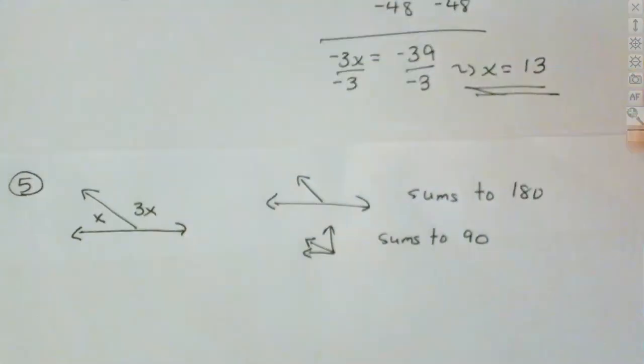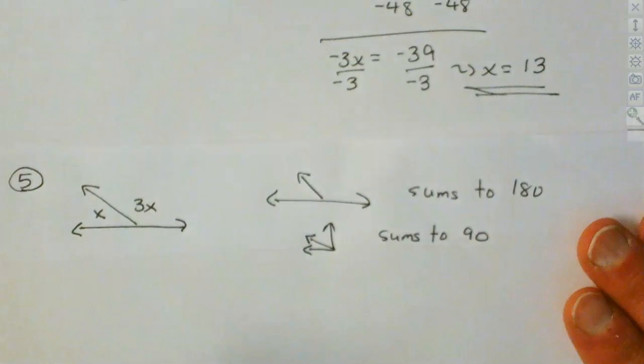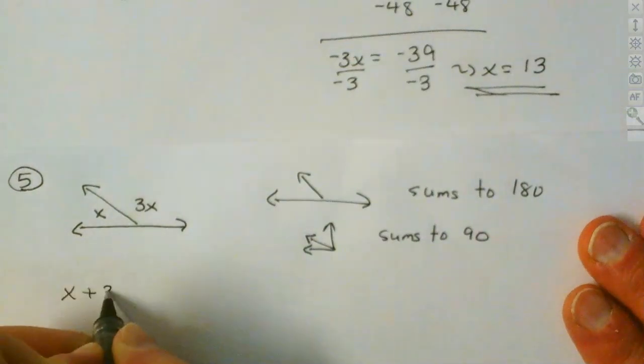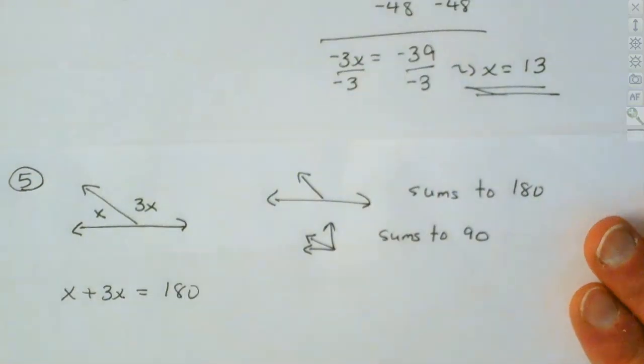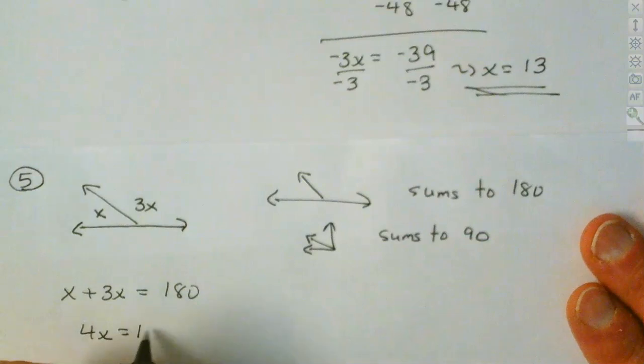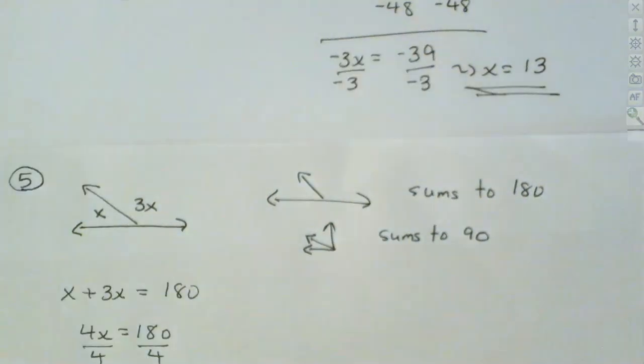So now, what does it look like for my equation? Looks like x plus 3x equals 180. And I can finish it out as a quick one. Add them together, you get 4x equals 180. Divide both sides by 4, and that gives you 45, isn't it? Because 180 divided by 4 is 45.